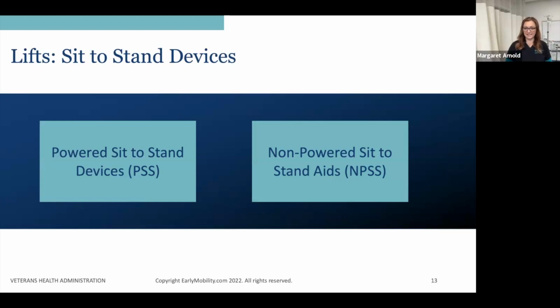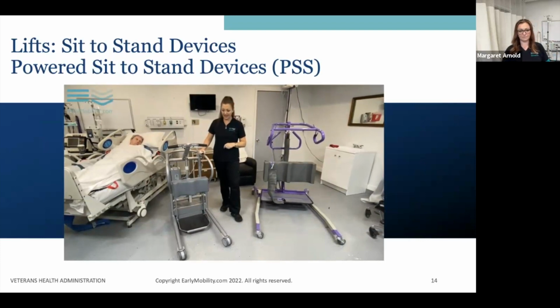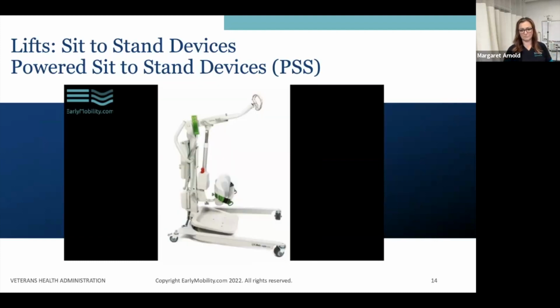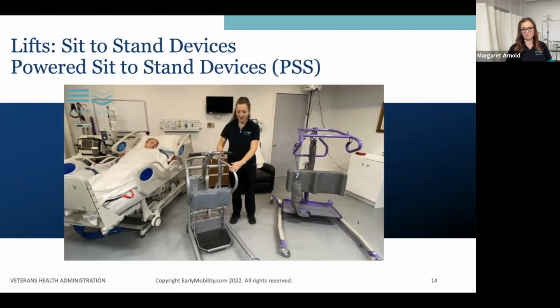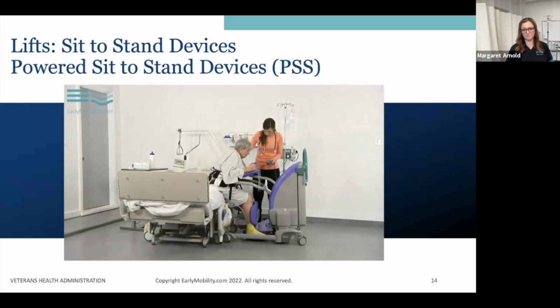So let's talk about sit-to-stand devices. These can be either powered, which categorically we called PSS, or powered sit-to-stands. They can also be non-powered, where the patient has to pull themselves up. And these are called non-powered sit-to-stand aids, or NPSS for a category. For powered sit-to-stand devices, or standing and raising aids, there's many different varieties and makes and styles that are available. But they all have a similar feature where there's a handle to hold on to that basically pulls the patient from a sitting to a standing position.